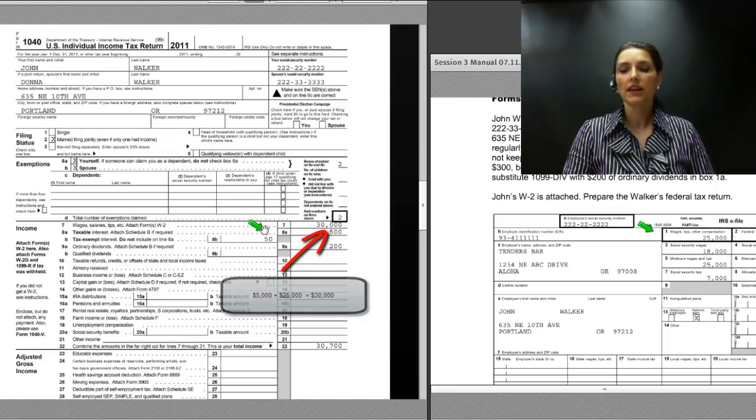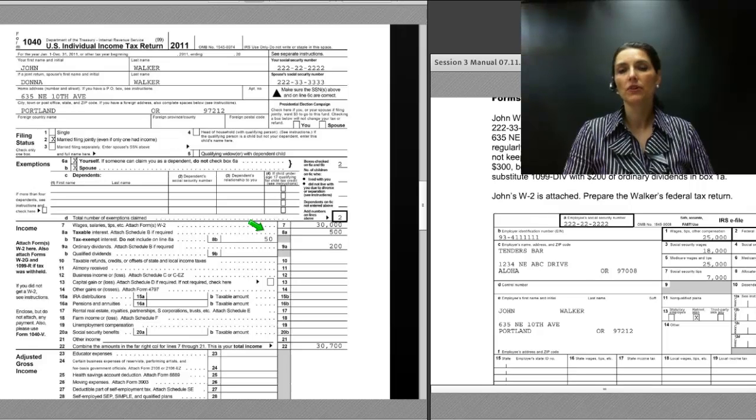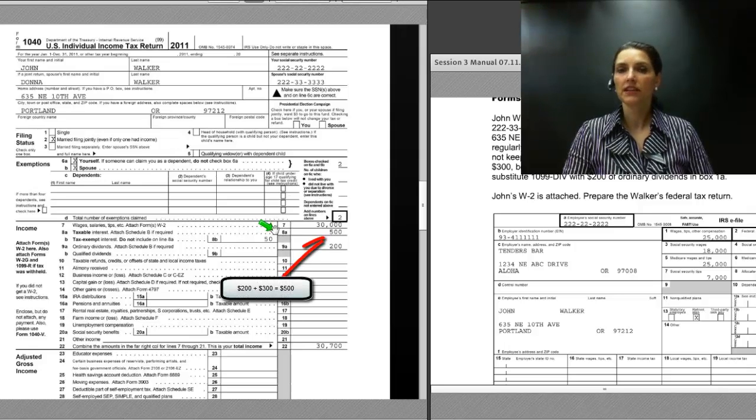On line 8A, we enter the amount of interest that he received, and we know how much interest he received by the substitute 1099 INT that he received. Box 1 interest is $300. Box 3 interest is $200. Well, box 3 interest is U.S. bond interest, and box 1 interest is ordinary interest. Both of those amounts are fully taxable on the federal return. $200 plus $300 is $500, and that's what we enter on line 8A.